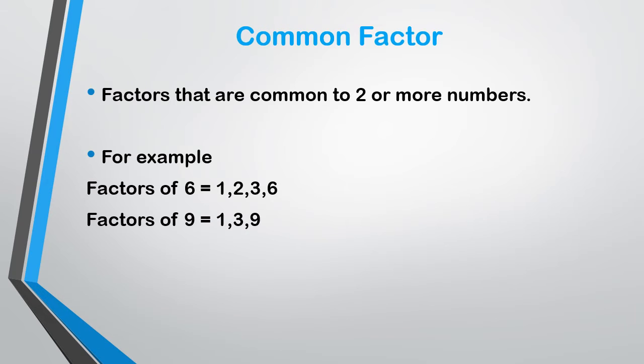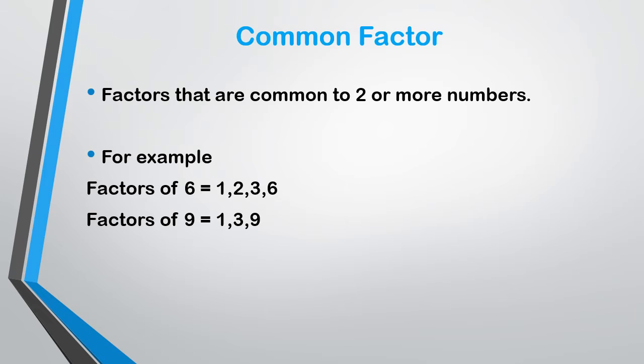Now factors of 9. 9 comes in the 1 table, 9 comes in the 3 table, and also 9 comes in the 9 table. 9 doesn't come in the 2 table, 5 table, 7 table, 8 table, etc. 9 comes in only these 3 tables: 1 table, 3 table and 9 table.